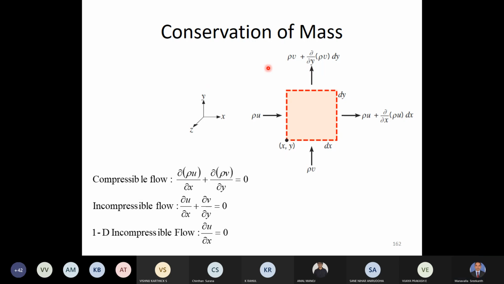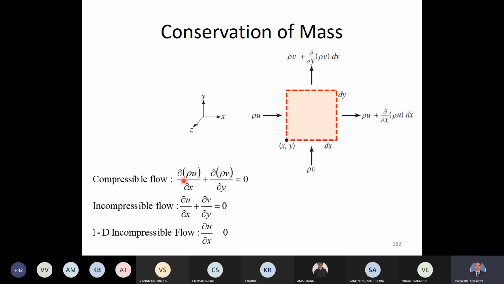On simplifying this and applying the conservation of mass equation, that means total mass entering should be the same as the mass leaving, we will get the conservation of mass equation in this form: dou by dou x of rho u plus dou by dou y of rho v is equal to 0. That means the derivative of rho u in the x direction plus the derivative of rho v in the y direction is equal to 0.